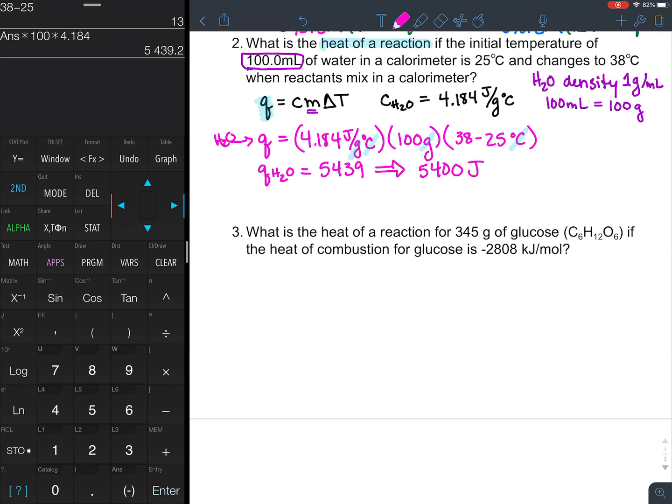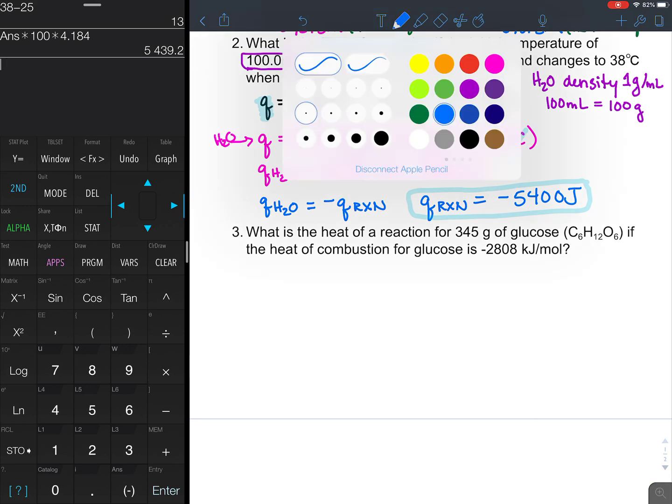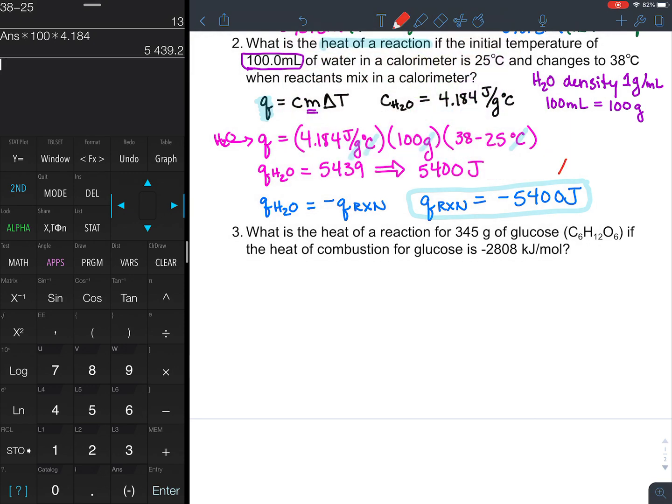Okay, so we already said that the Q of the water is equal to the negative Q of the reaction or process, which means the Q of the reaction is equal to negative 5,400 joules. And that is our actual answer. Since it's a negative Q, we also know that this particular reaction is exothermic. So just a little analysis if you're asked if it's endothermic or exothermic, which we weren't, but sometimes that's nice to think about anyways.